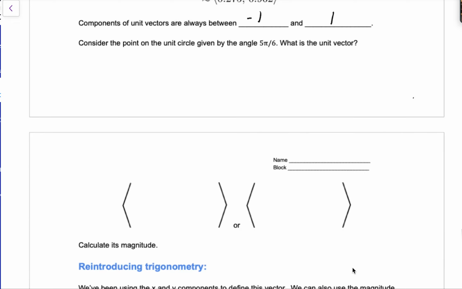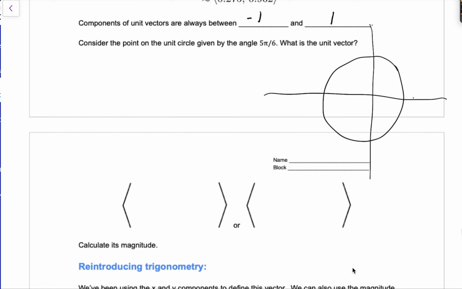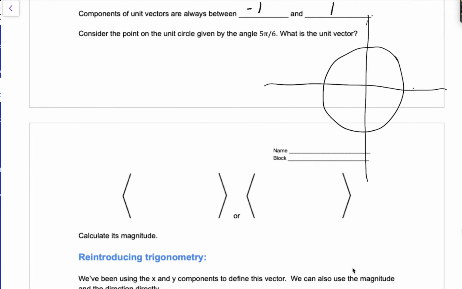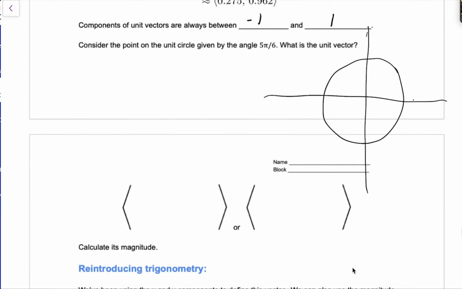So, where was I? Before we were so rudely interrupted, I had just drawn a unit circle, and I was about to calculate the unit vector of the point that is at 5 pi over 6. All right, so this is pi over here. 5/6 pi, divide that into 6 pieces. We end up at that angle right there.